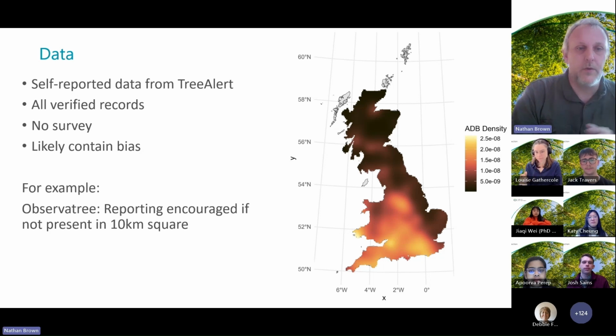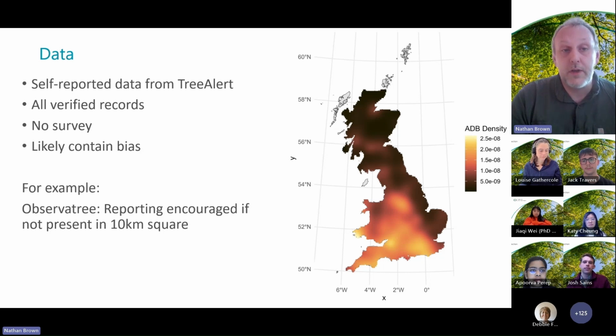But if we move that to a density plot, just very simply, we can see more are occurring in the south and west. What we don't know is if we can trust this, because there is likely reporter bias within the data. So, for example, Observatory is a program Forest Research runs. They train about 200 people to go out and look for disease. Ash dieback is something they report, but they'll only report it in if it's not already present in a 10-kilometre square. So we're already thinking we might have some levels of bias within the data.